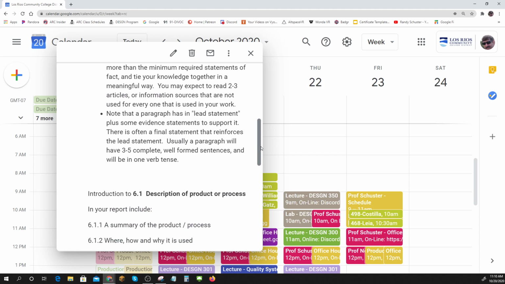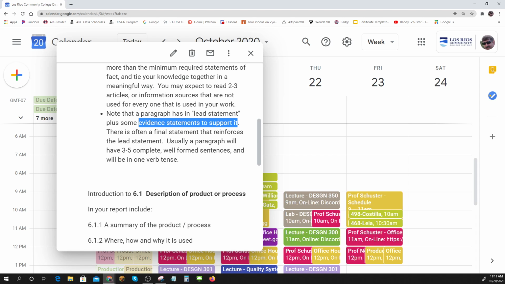Then I also want to make sure that you understand that when I say you should have 2 or 3 paragraphs or 4 or 5 paragraphs on your sheet, I mean a specific thing by a paragraph. And the paragraph has a lead statement. Now, that doesn't have to be the first statement or the first sentence, but it's a lead statement. And then there is some evidence that supports your statement.